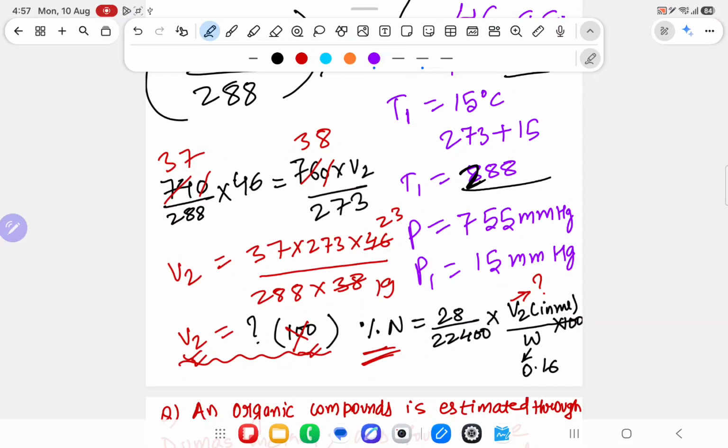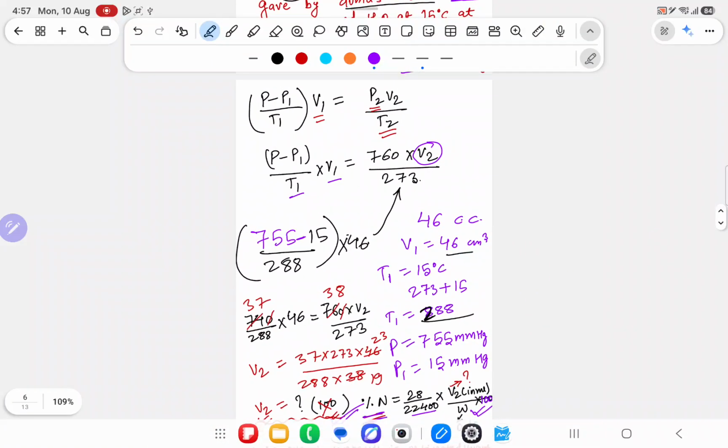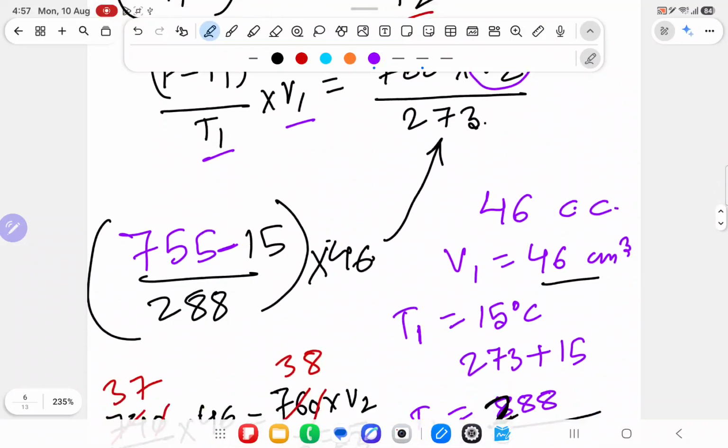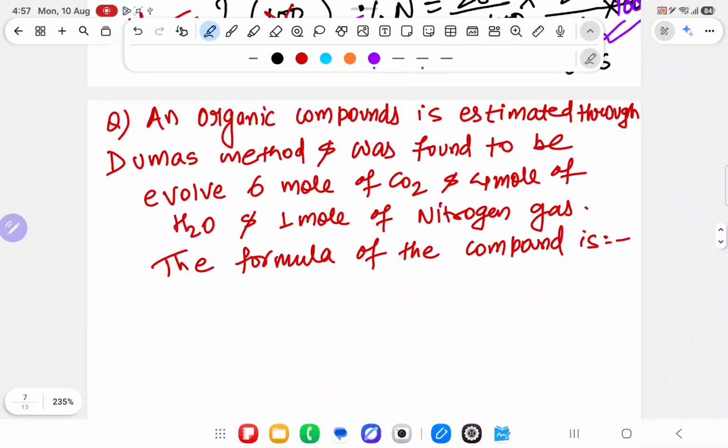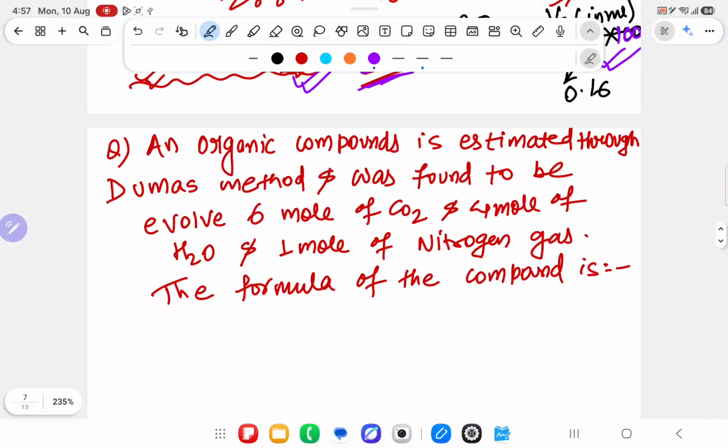After finding it, you will use the formula: percentage of nitrogen is 28 by 22400 into V2, which you have got from here, upon the weight of the organic compound given in the question, into 100. Solve this, you will get the answer. Understood this part, everyone? Yes sir, understood. Now those who have not understood, try to see again and try to solve it.